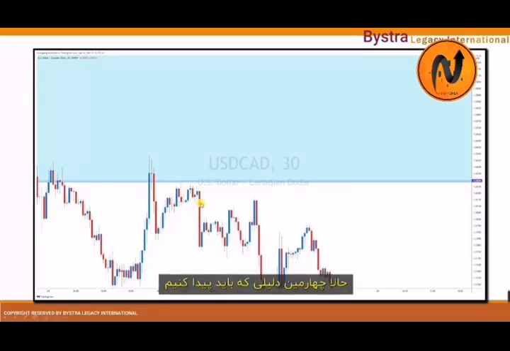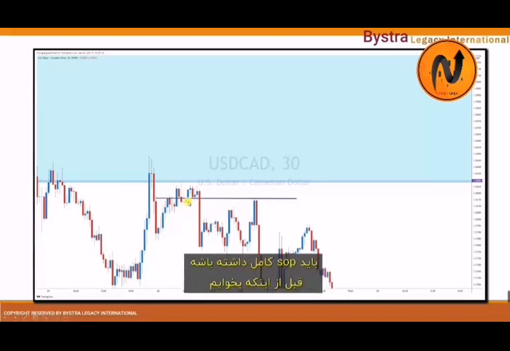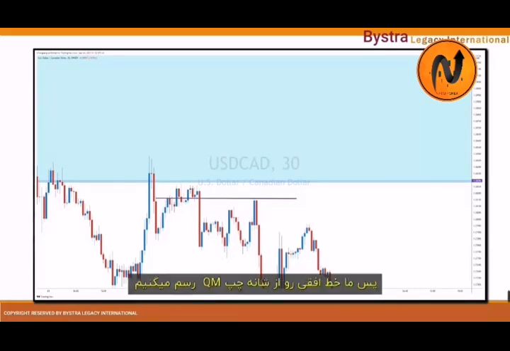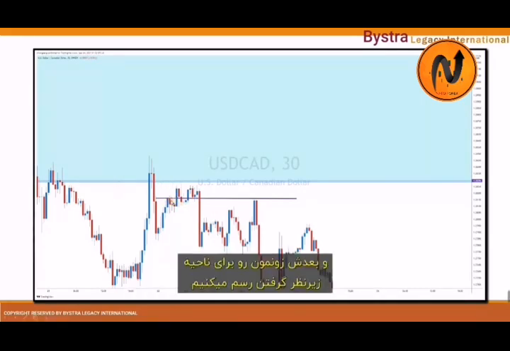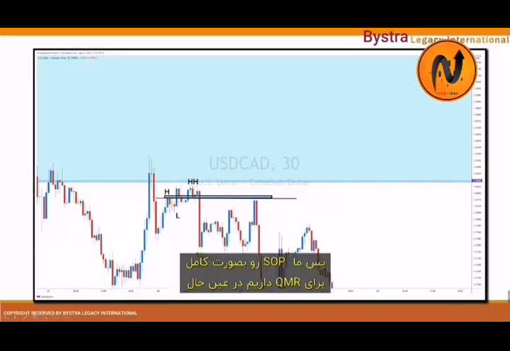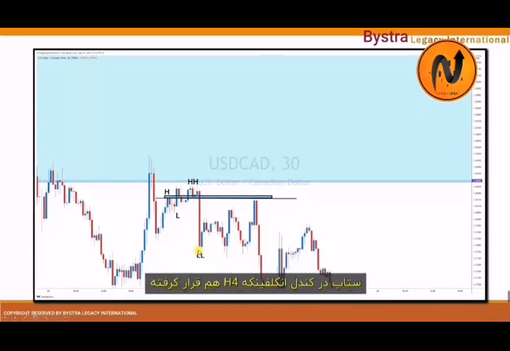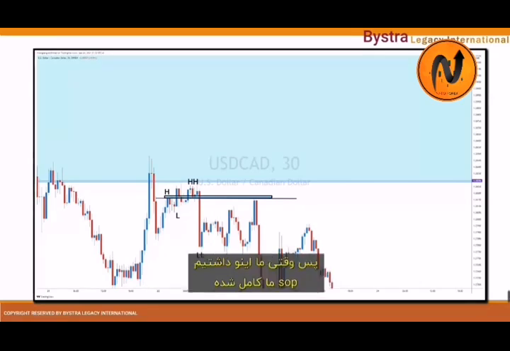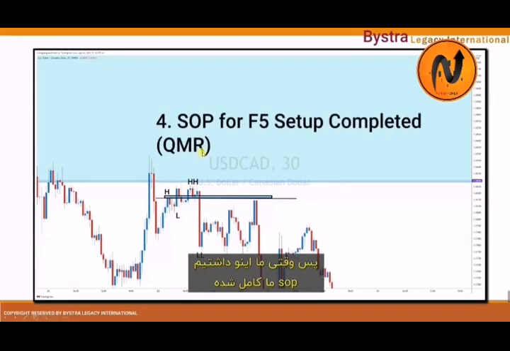Now, the fourth reason that we need to find is the SOP. So if you look here, the QMR setup must have a complete SOP before we can consider this a QMR setup. So we draw the horizontal line at the left shoulder of the QM, and then we mark the zone as our monitoring area, okay? And then we mark the structure high, low, higher high, and lower low. So we do have the full SOP for the QMR. At the same time, the setup is in the H4 engulfing candle. So once we got this, this is our SOP completed.